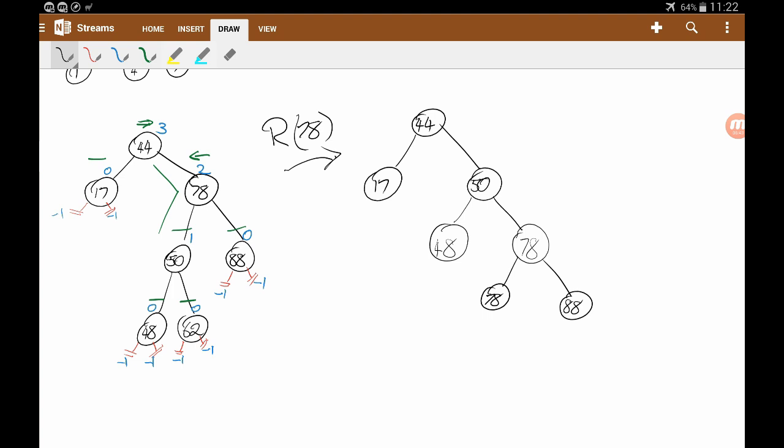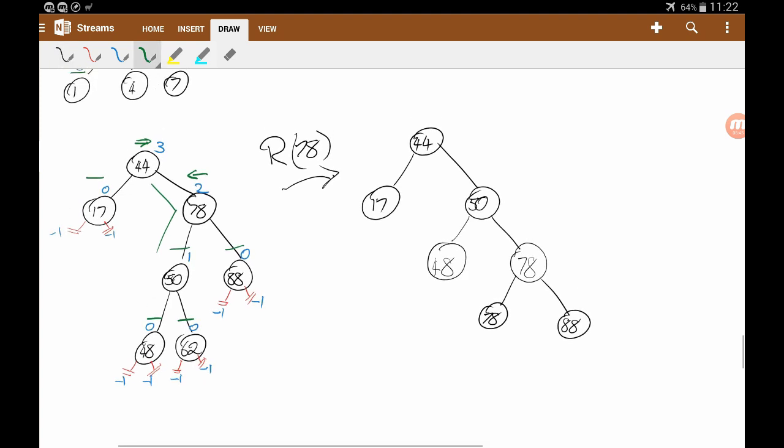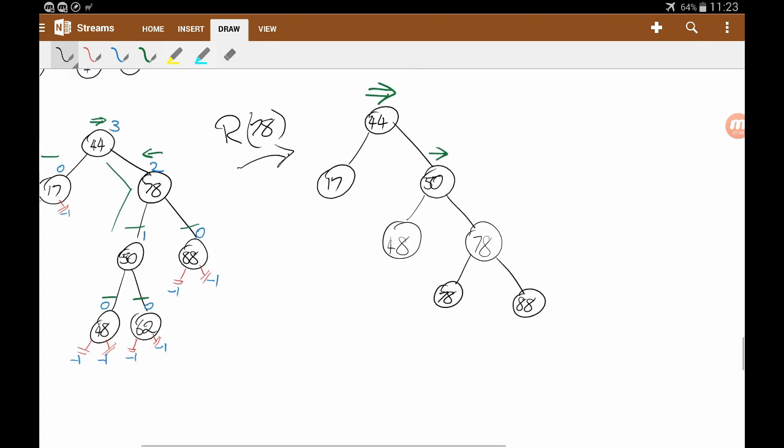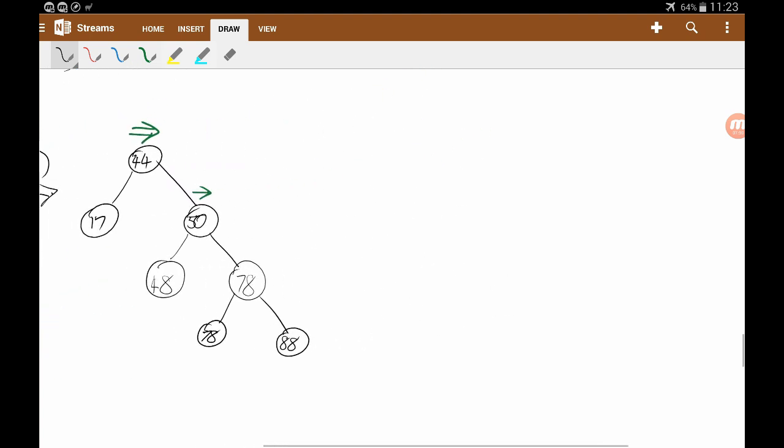So that's the first rotation that we've done, and we will see now that we have a double right heavy, and its right child is now right heavy. So we know how to fix that. We now do a left rotation on 44. So a left rotation on 44. And that says that 44 moves to the left and its right child moves up to the root. So 50 is now the root.